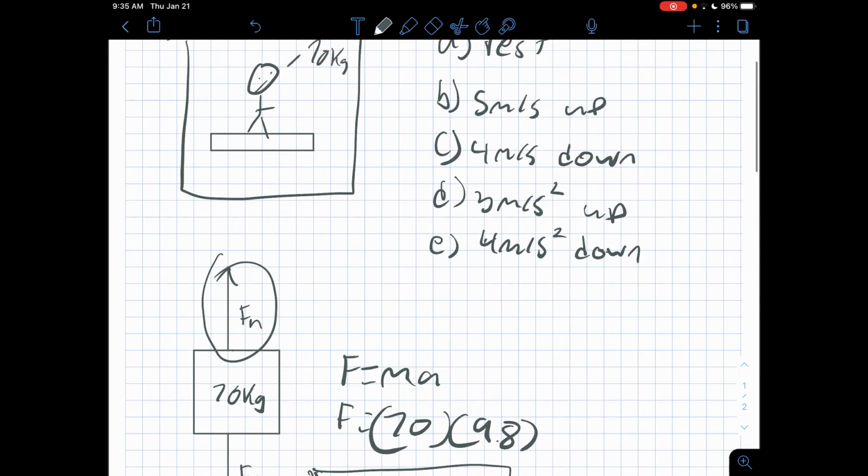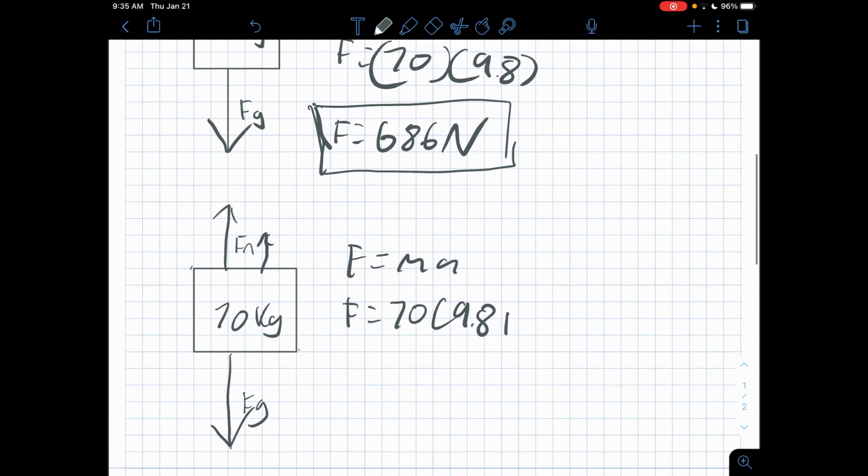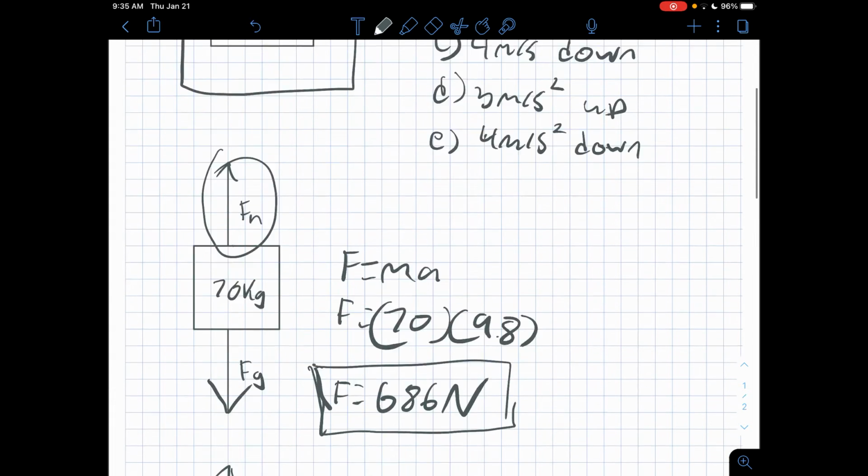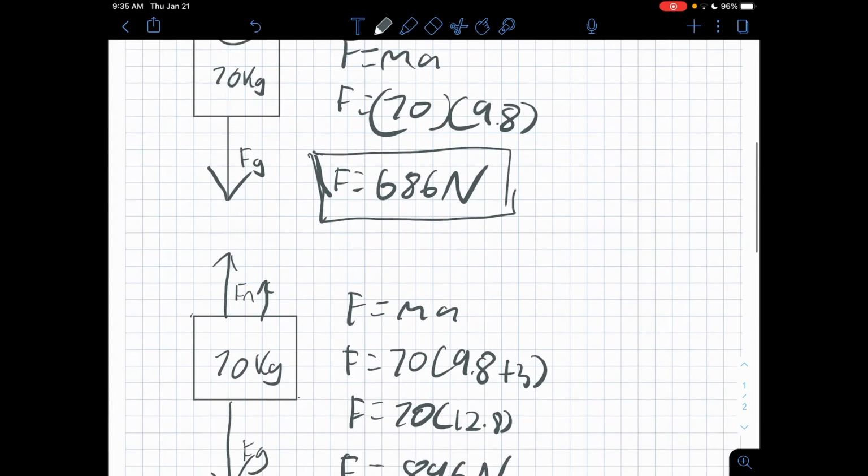So the first one is 9.8. And the second one is just 3. So you add 3 here. And you get 9.8 plus 3. This is equal to 12.8. So you get F equals 70 times 12.8. And you get F equals 896 newtons. So that's your answer D.